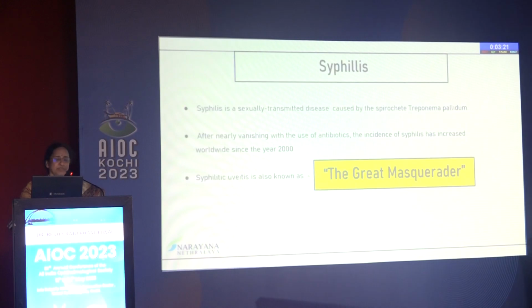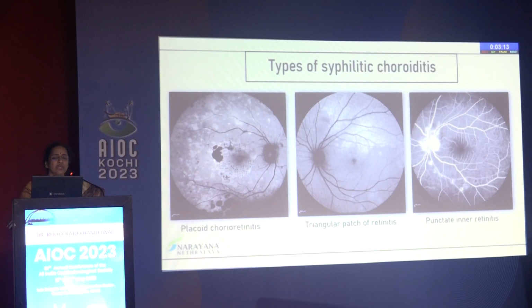Syphilis is a sexually transmitted disease. It is a great masquerader. It can mimic any type of uveitis. You can put it in the differential diagnosis. Classically, the posterior presentations are placoid chorioretinitis, triangular patch of retinitis, or punctate inner retinitis. Whenever we see these particular patterns, we need to suspect syphilis.